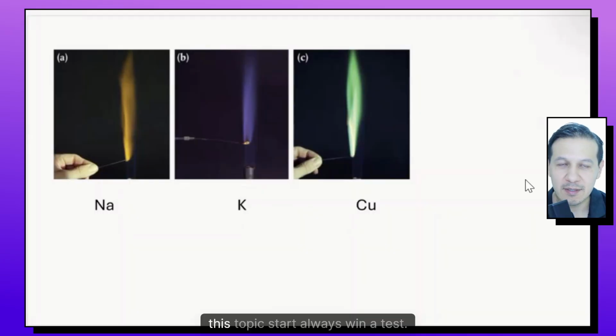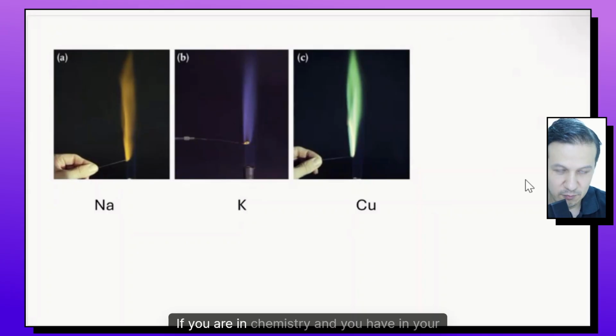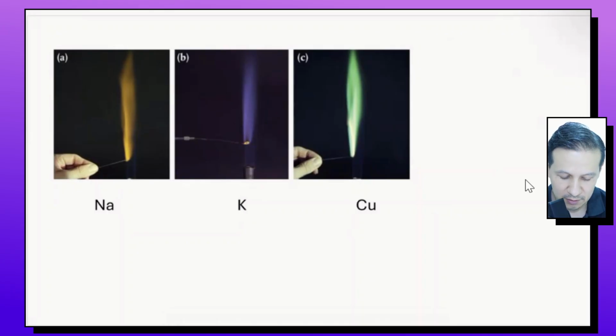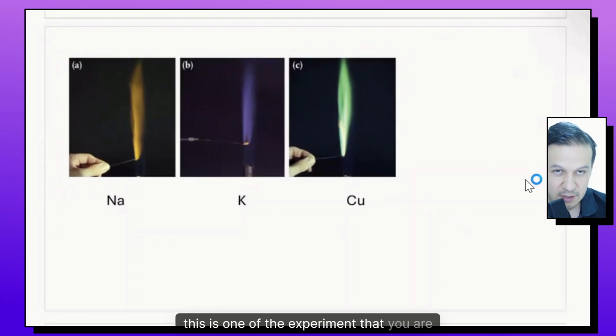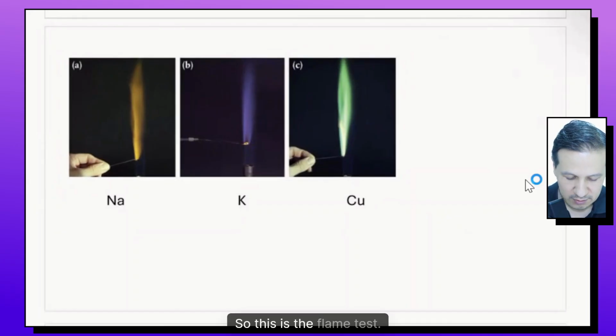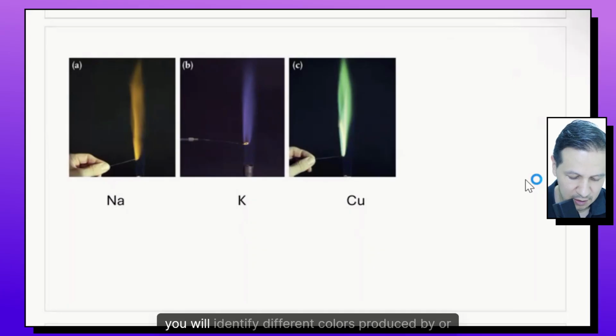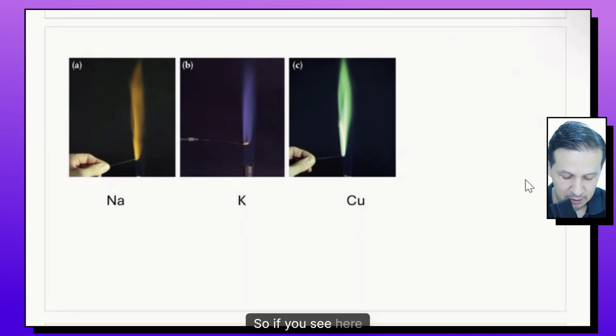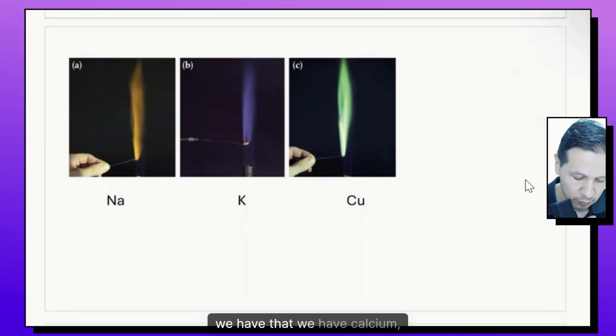Okay, guys, this topic always starts with a test. If you are in chemistry class and you have a laboratory, this is one of the experiments that you run. This is the flame test, and the idea is that you will identify different colors produced or emitted by different elements. Here we have calcium, potassium, and copper.